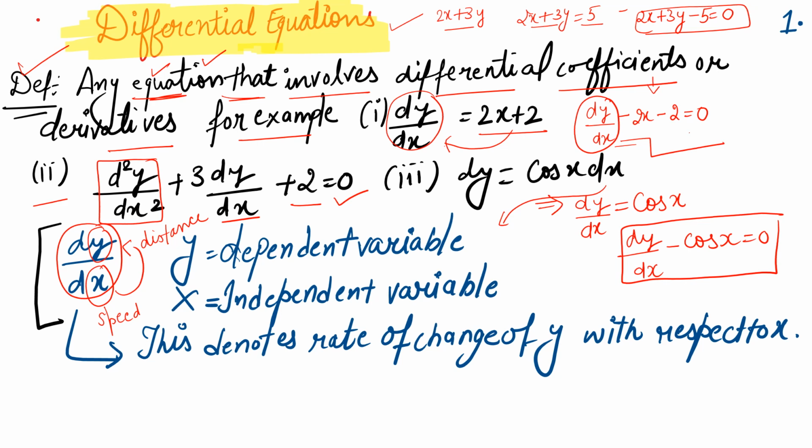So basically a derivative shows the rate of change of y with respect to x. Rate of change of one thing with respect to x. How much change occurs when we change the independent variable along with the dependent variable. So this is the meaning of derivative here. So what is a differential equation? An equation that involves differential coefficients or derivatives. They are the same thing. For example, dy upon dx is equal to 2x plus 2. This equation can be solved equal to 0. So this is the equation. This is also a differential equation.